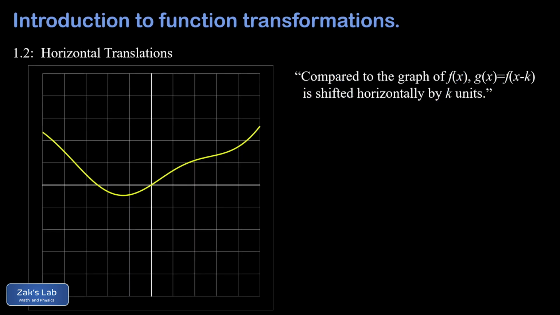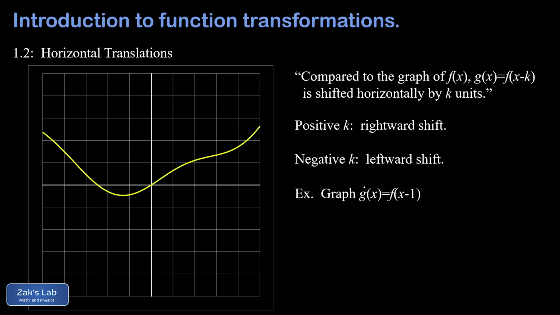Next, we're going to look at horizontal translations. So this time, we're told that compared to the graph of f(x), the graph of g(x) defined by f(x − k) is shifted horizontally by k units. So the concept here is that we replace the x with x − k in the formula for f(x). Now we need to clarify one point here. If k is a positive number, we're going to see a rightward shift, and if k is a negative number, we're going to see a leftward shift.